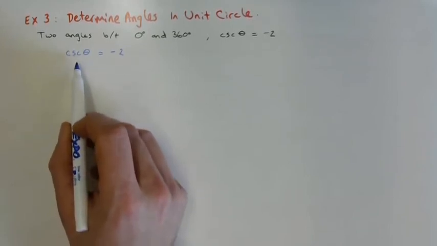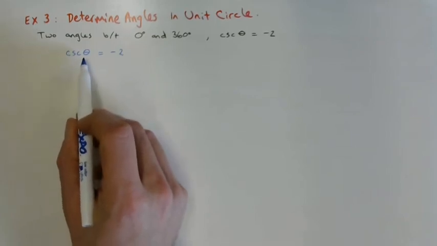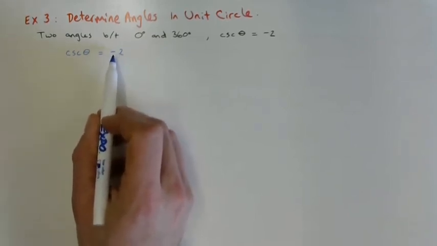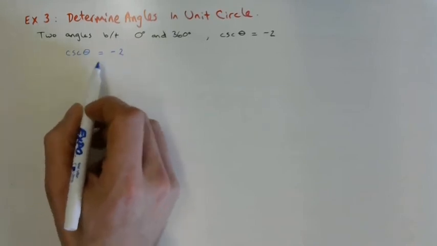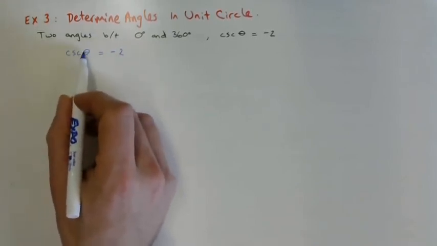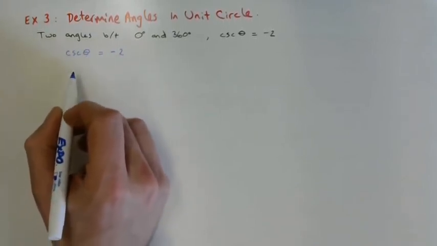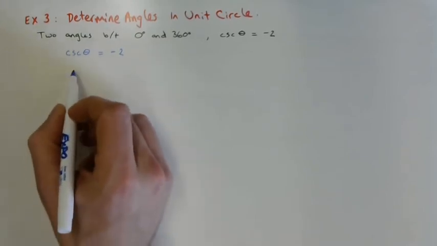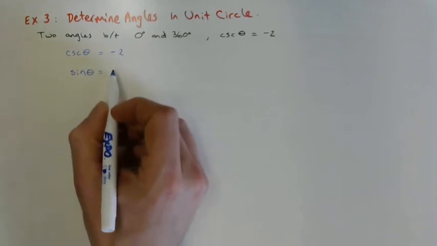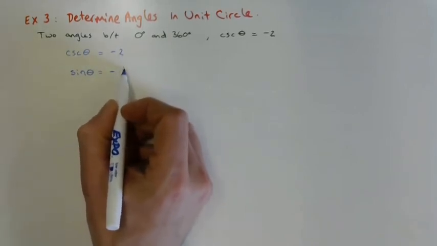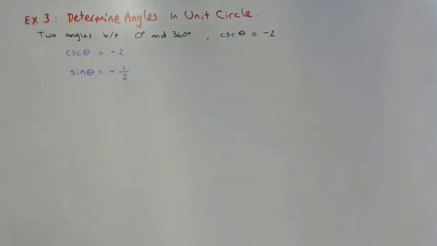But what do we know so far? We simply know that the cosecant of theta is -2. So what do I need to do in order to put this in my calculator and figure out what that angle actually is? I need to take the reciprocal of both sides. The reciprocal of cosecant is sine. Sine of theta equals the reciprocal of -2, which is -1/2.